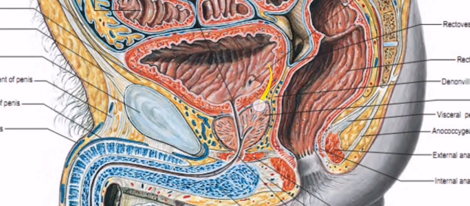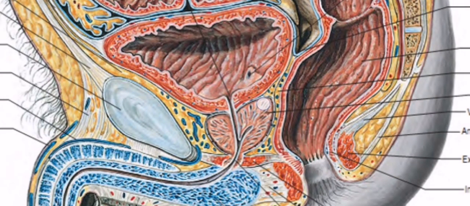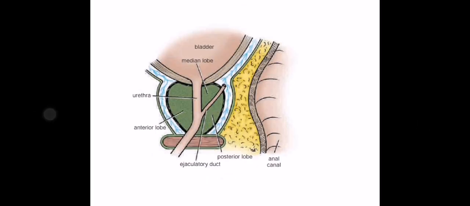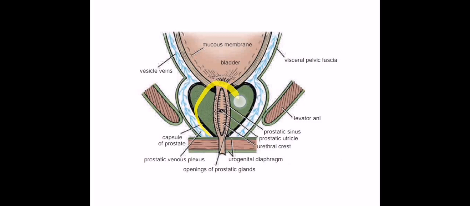The posterior lobe, this one, lies behind the urethra and below the ejaculatory duct, and also contains glandular tissue, in addition to the left and right lateral lobes on both sides of the prostate, which are separated from one another by a shallow vertical groove on the posterior surface of the prostate. The lateral lobes contain many glands.